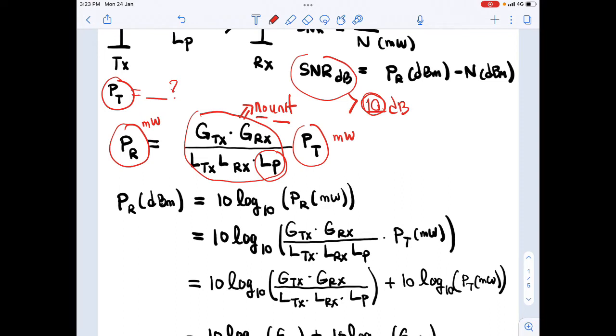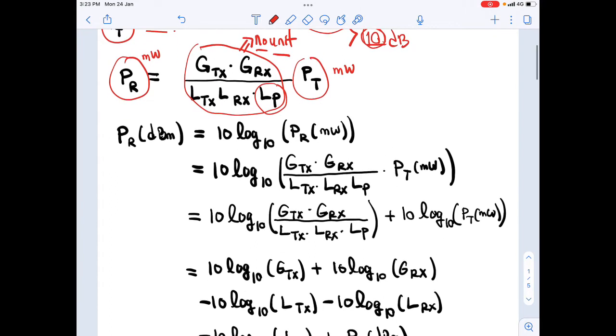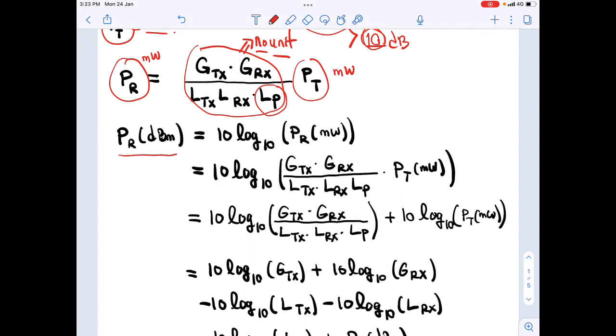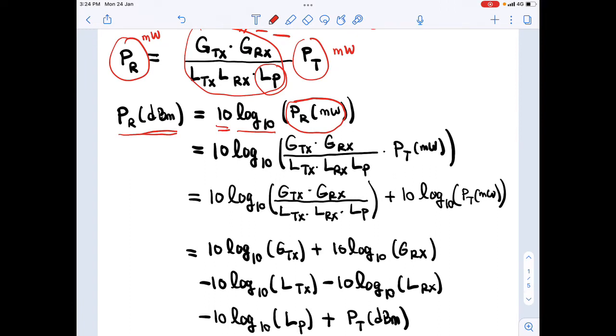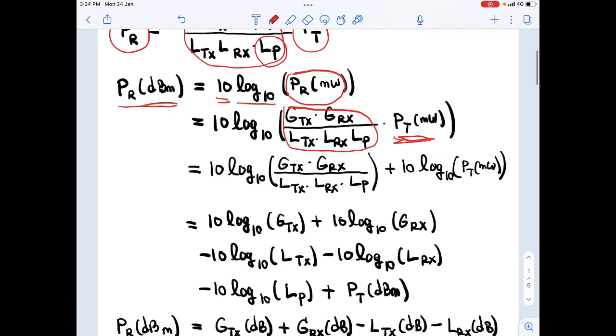Normally we express all this power on a dB scale or log scale. So the receive power PR in dBm is equal to 10 multiplied by log base 10 of the receive power in milliwatts. We can plug in the relationship that we got earlier. These terms GTX, GRX, LTX, LRX, and LP have no unit, multiplied with PT in milliwatts. Due to the property of the log of a product, you can split it into the sum of the two logs.